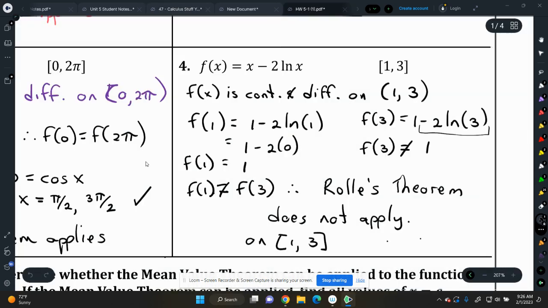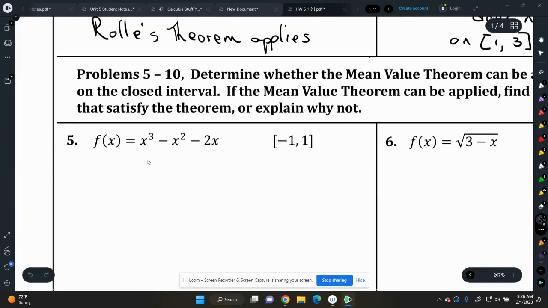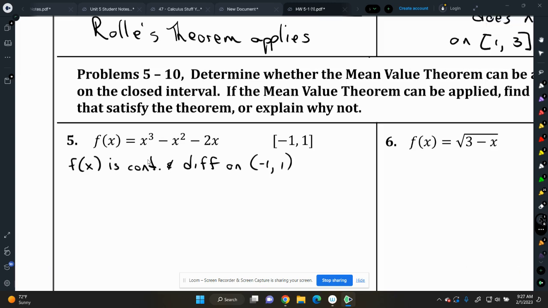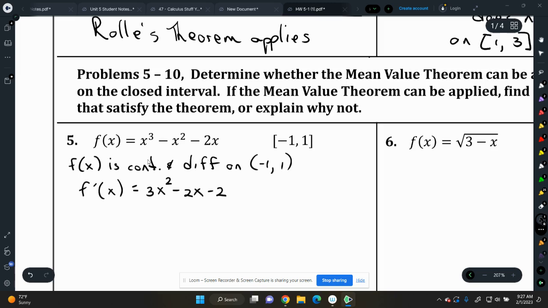So let's look at number 5. Is this continuous and differentiable? F of x is continuous and differentiable on -1, 1. So we have to do f prime of x, and that's going to be 3x squared minus 2x minus 2.